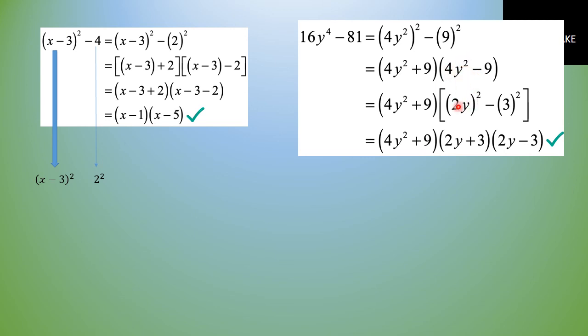So 4y squared you can write as 2y whole thing squared. 9 means 3 squared, but it is a difference. There's nothing called sum of two squares, okay? What is there is only difference of two squares. So you can write this as 2y plus 3, 2y minus 3, where the first bracket you have to write as it is.